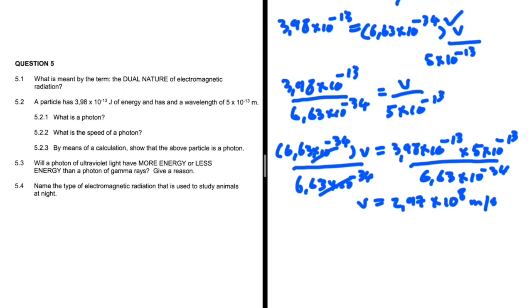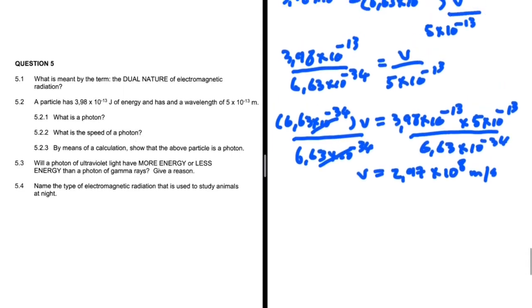That is 5.2.3. Let's go ahead and take a look at 5.3. So 5.3, will a photon of ultraviolet light have more energy or less energy than a photon of gamma rays? It will have less energy, right? Because gamma rays have a higher frequency compared to ultraviolet light, and the higher the frequency, the higher the energy. So UV will always have less energy compared to gamma rays.